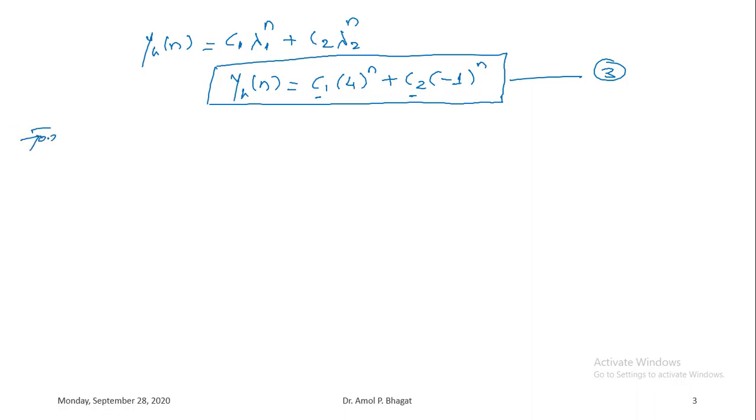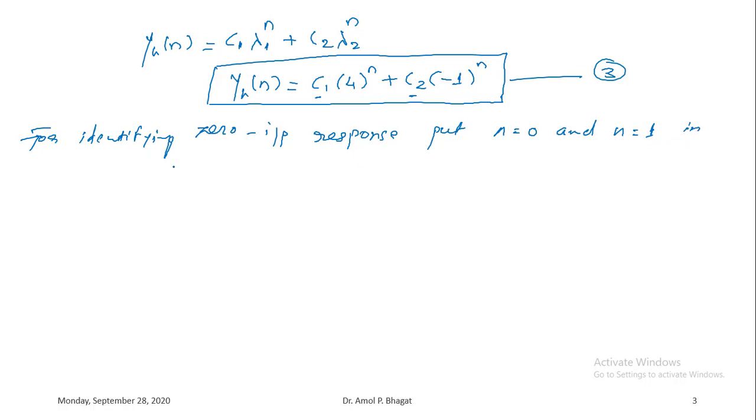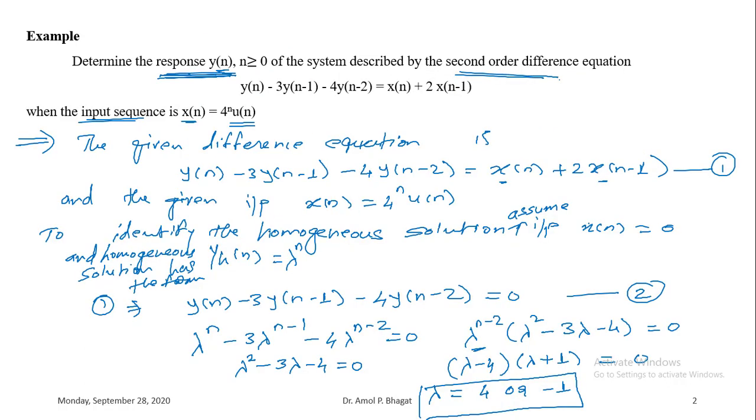So for identifying the zero input response, put n = 0 and n = 1 in equation 2 and equation 3, right? Why are we using equation 2? Because we are identifying the zero input response. While identifying the zero input response, the inputs will be considered as 0, right? So therefore we are using this second equation.